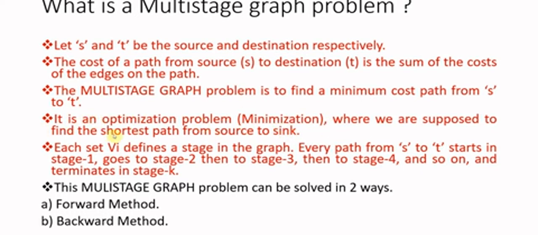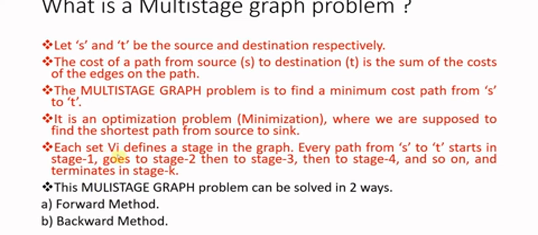Now, a multi-stage graph problem is also an example of an optimization problem. As I already discussed, what is an optimization problem? All those problems in which the objective function is required to be either maximized or minimized are examples of optimization problems. So it is an optimization problem of minimization nature, where we are supposed to find the shortest path from the source to the sink.